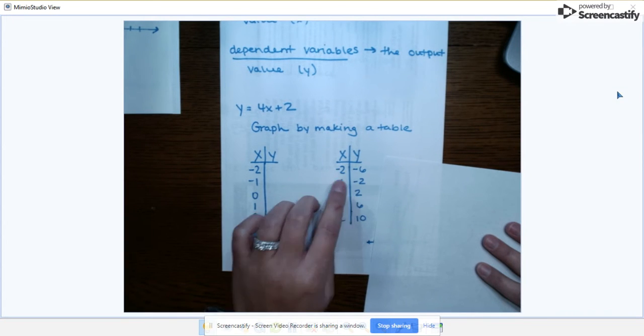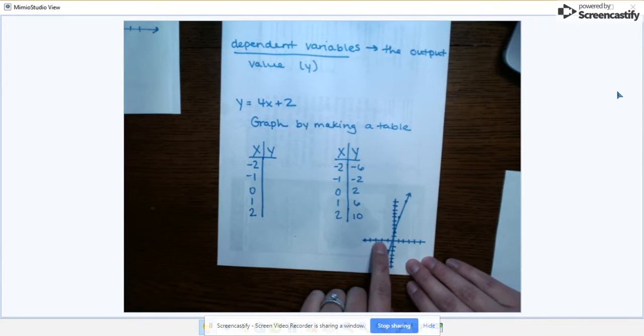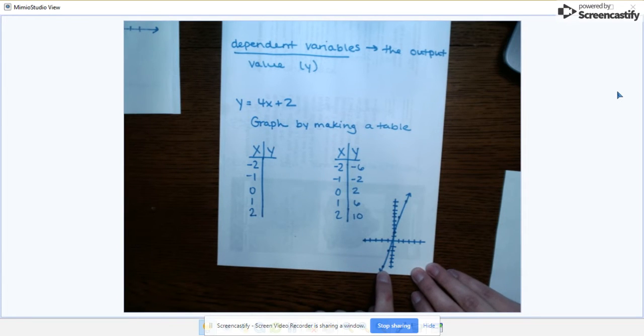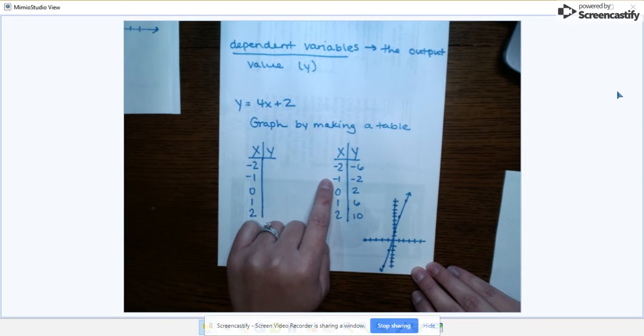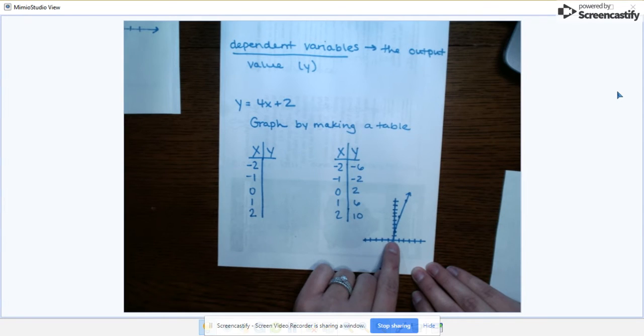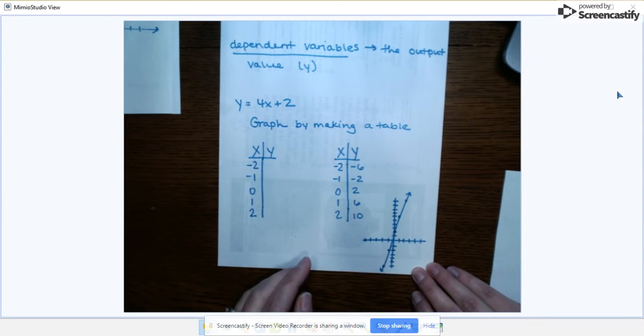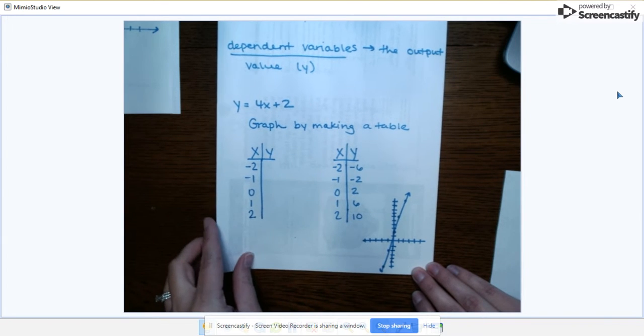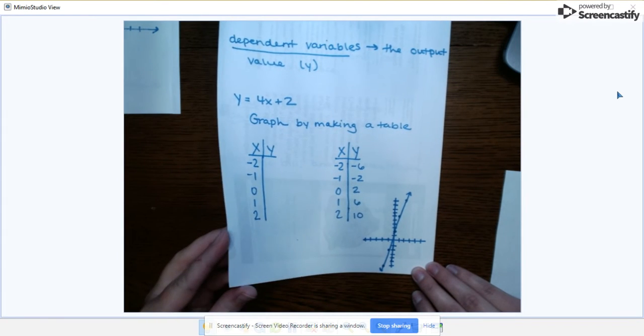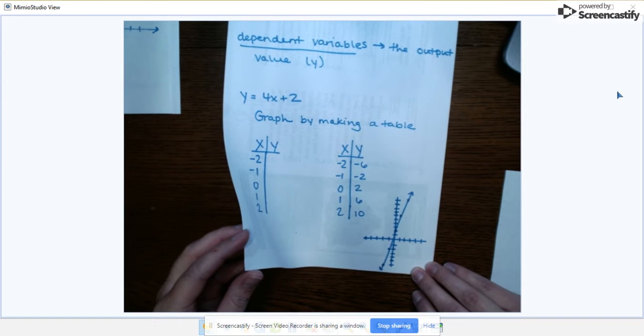So -2, -6. So I start at -2, -6. Then I go -1, -2 from this point. 0, 2 would be, I don't go left or right, I just go straight up 2. 1, 6, and 2, 10. And then I draw a line. So that's how we would graph our line or our equation.